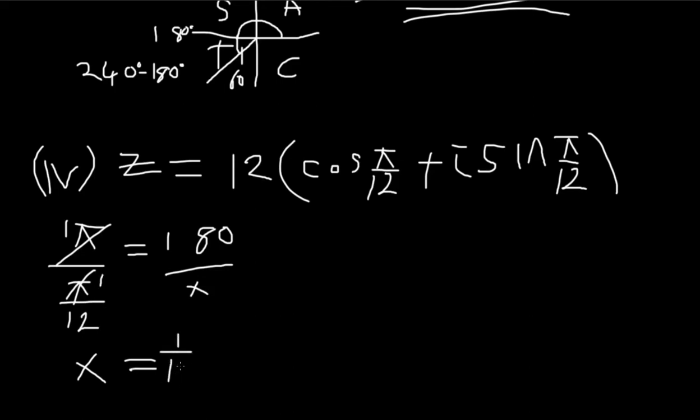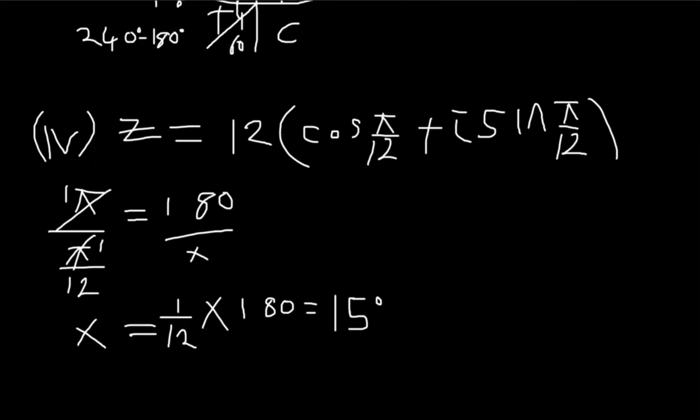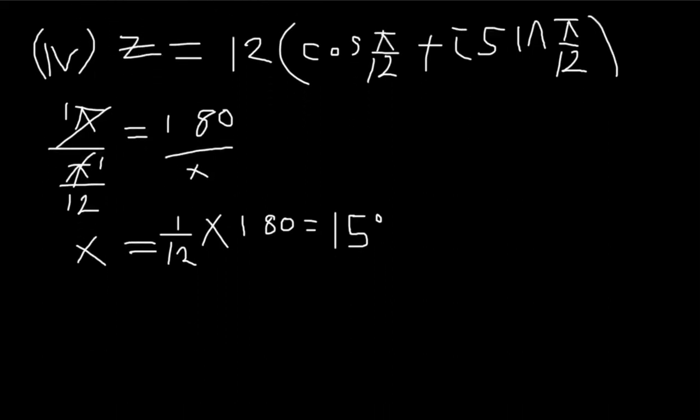1 over 12 times 180. So 1 over 12 times 180 is going to give us 15 degrees. So in short, this question, in other words, you can write it as 12 cos 15 plus I sine 15. So it's going to be like this.